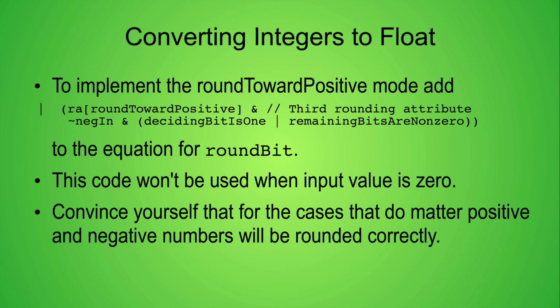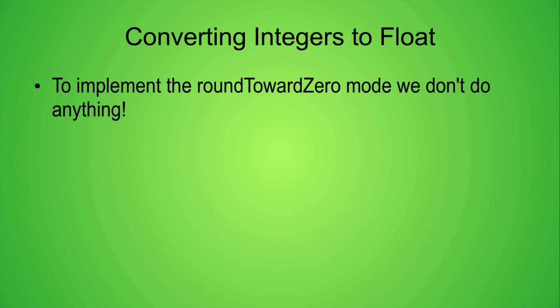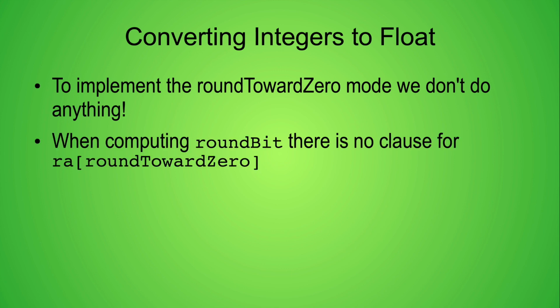And for negative numbers, the rounded significand will always be less than or equal to the unrounded significand. It's time to deal with our final supported rounding attribute, round toward 0. If you've looked at the code, you will see that when round bit is computed, there's no clause which is active when RA round toward 0 is set. Still, I claim that in the case of round toward 0, the logic equation will do the correct thing.